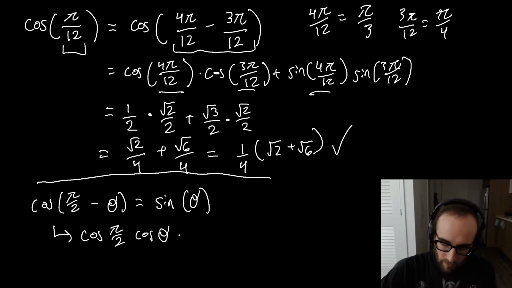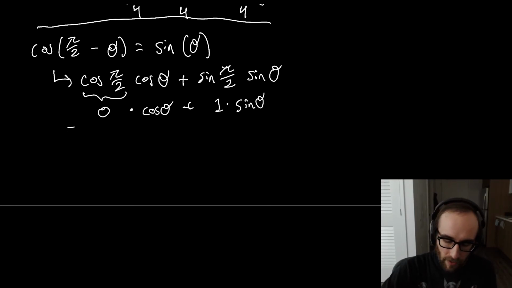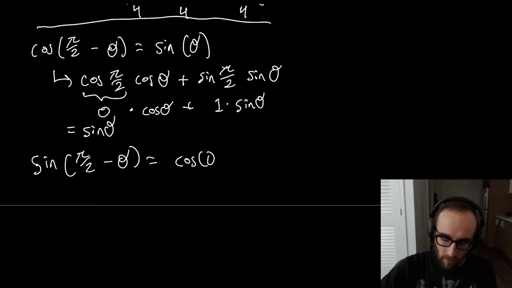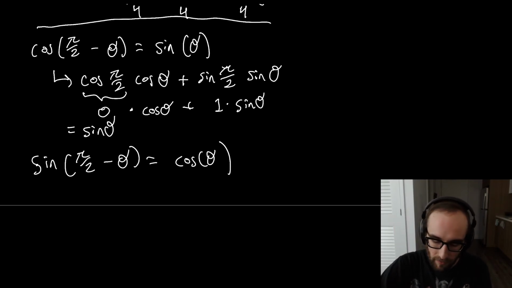cosine theta plus sine pi over 2 sine theta. And then notice that cosine of pi over 2 is equal to 0. So we have 0 times cosine. Sine of pi over 2 is just equal to 1. So that's how we end up with sine on the right side. Another formula that is helpful is that sine of pi over 2 minus theta is equal to cosine of theta. Okay, and we can show this using the sine difference formula, which we'll talk about in a moment.